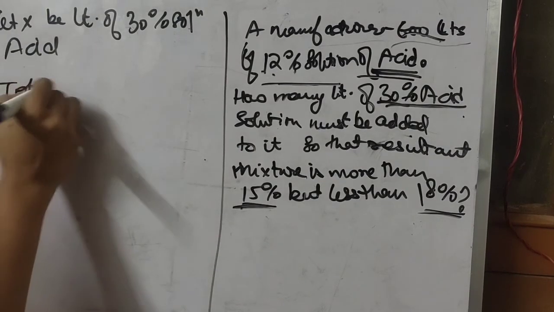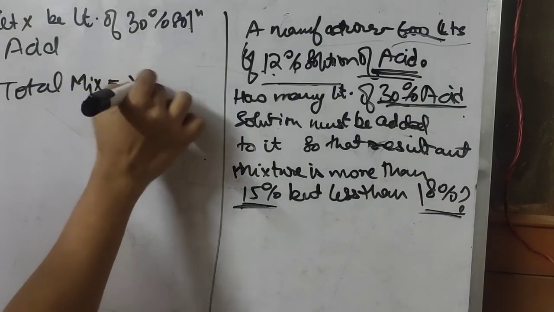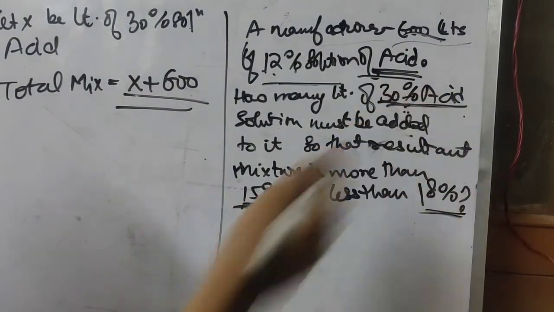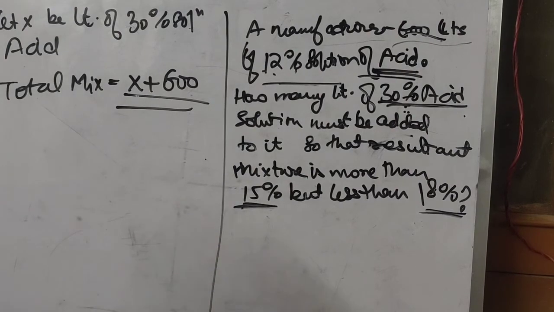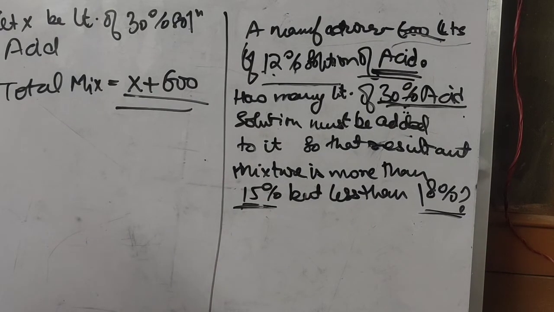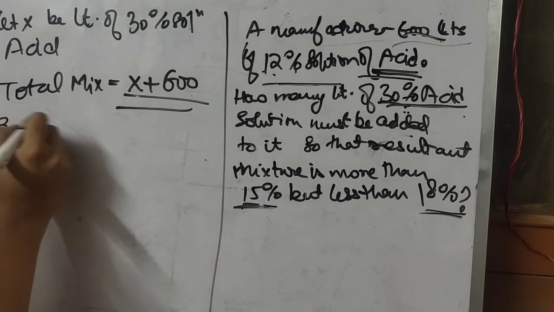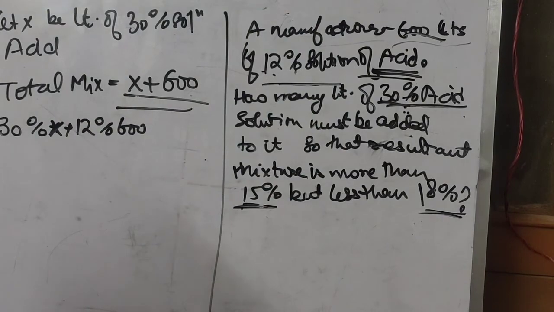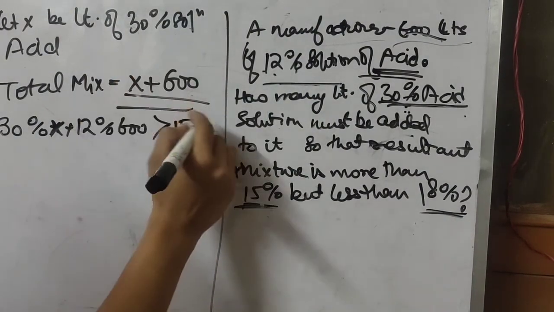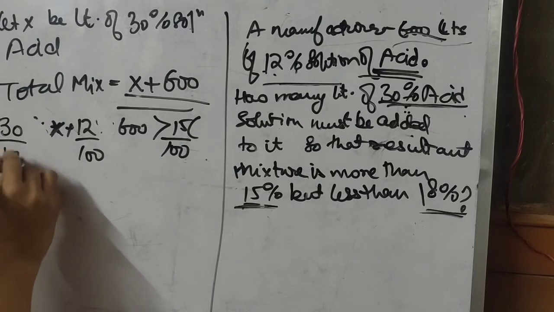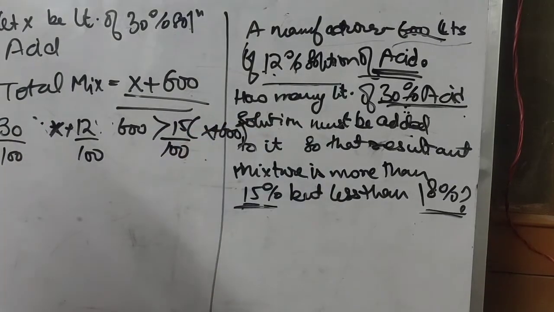Now the total mixture will be equal to x plus 600, as 600 is already given to us, and x is the amount we'll be adding. We also know that the acid in the mixture will be between 15 and 18% of the total mixture. So we will have two inequalities. The first one: 30% of x plus 12% of 600 liters should be greater than 15% of the total, so 15 upon 100 times x plus 600. So my first inequality becomes this.